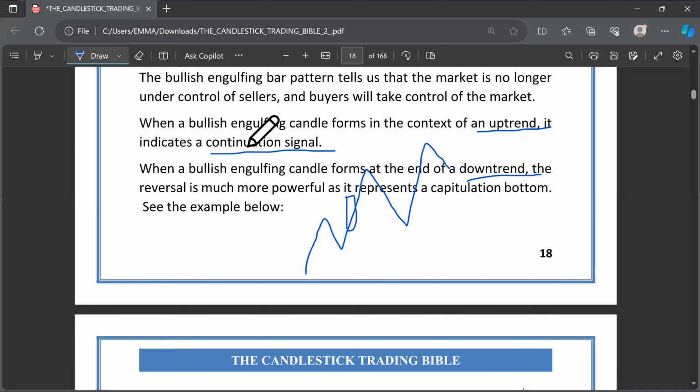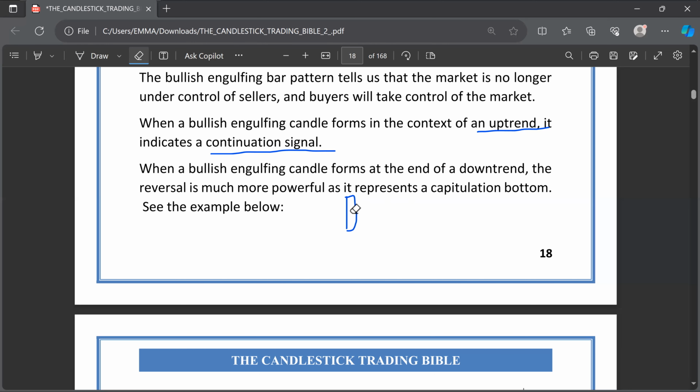That's one. Now, when you see them at the end of a downtrend, it means that there's going to be a trend reversal. That is it. If you see them at the end of a downtrend, then a trend reversal is going to happen. I told you a reversal means if the price was going down, it's going to go in the opposite direction. That's a trend reversal. It's as simple as that.